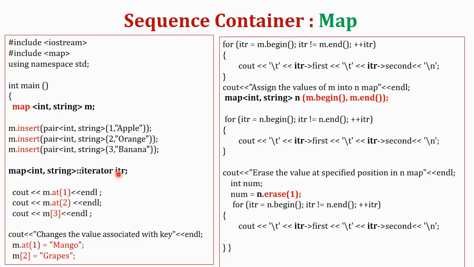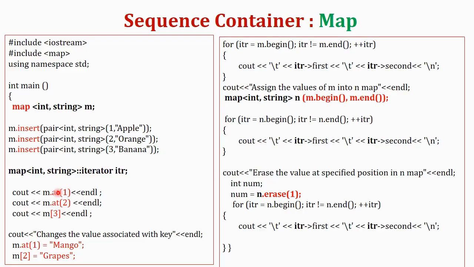Next, we are creating the iterator reference from the iterator which belongs to the map. Then we are going to display the corresponding value at each position. For example, at 1, what is the value? Apple, it will display. At 2, what is the value? Orange, it will display. Then this is the M3.